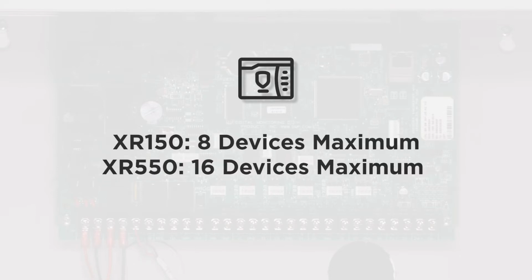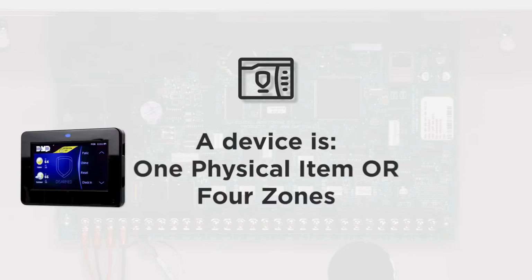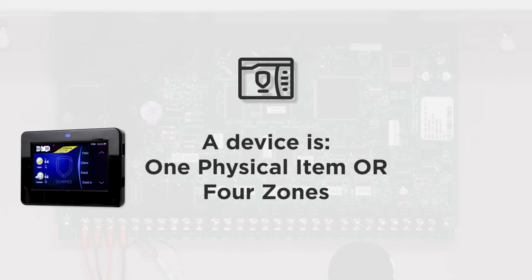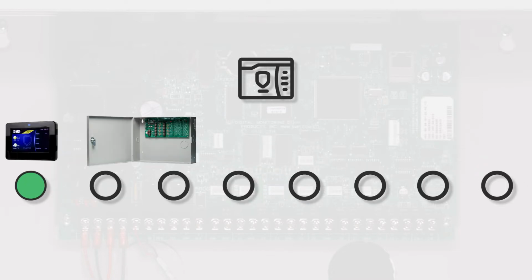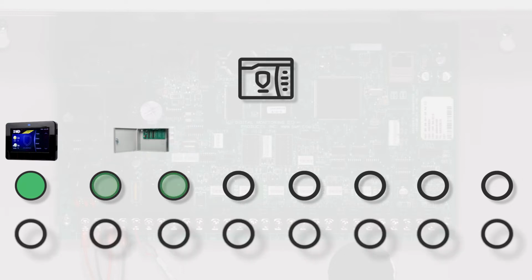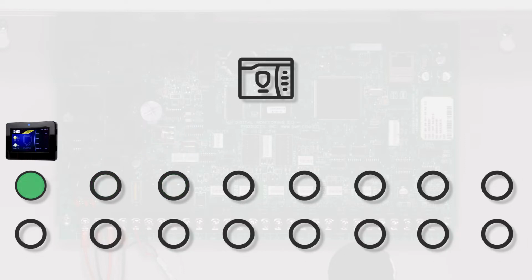For the XR150, there are 8 devices maximum allowed on the keypad bus. For the XR550, there are 16 devices maximum allowed on the keypad bus. These devices can either be one physical item, such as a keypad, or 4 zones, like this zone expander. For example, when you connect an 8-zone expander, this one item will take up 2 device slots. For this XR550, one keypad is one device, and a 4-zone expander, also one device.